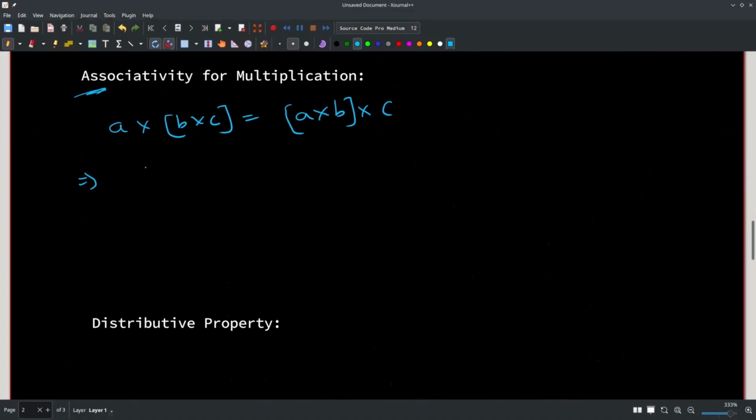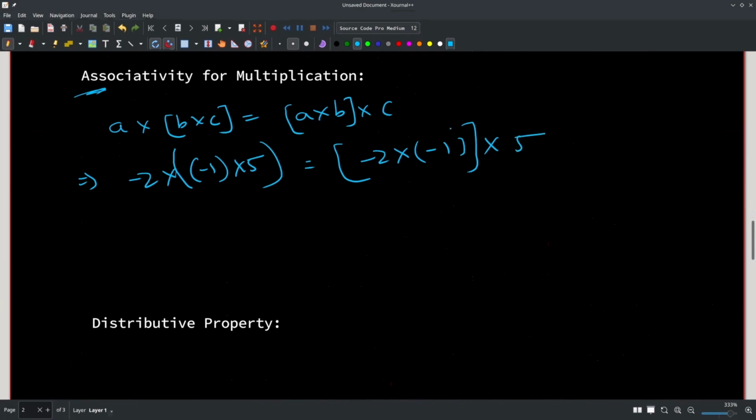So you have, let's say, minus 2 into minus 1 into 5, in a big bracket. This should be equal to minus 2 into minus 1 in a big bracket, being multiplied last with the last number, which is 5. So let's see if this works. We have minus 2 into 5 into minus 1: negative, negative and positive, hence negative, positive, and negative, so you have a negative, and 5 into 1 is 5.